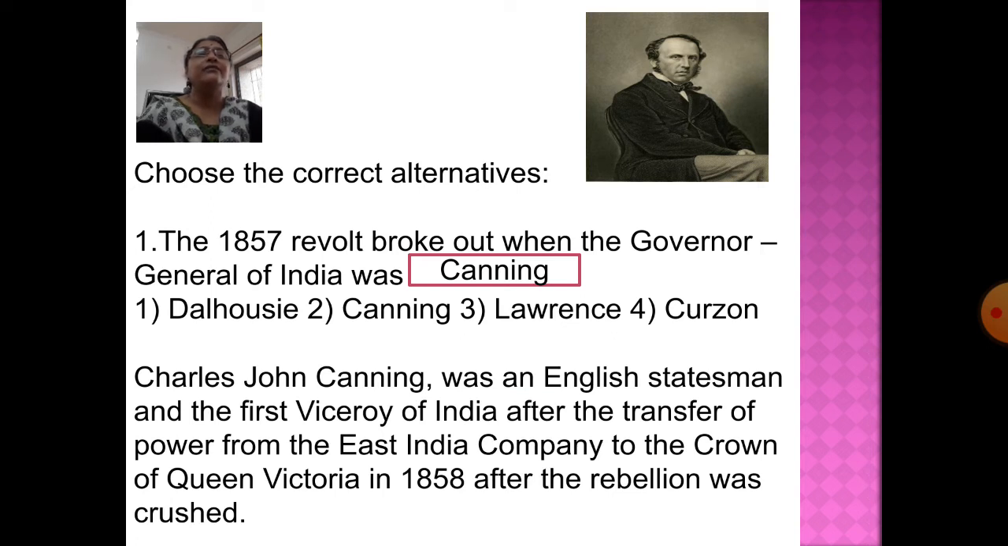Charles John Canning was an English statesman and the first Viceroy of India after the transfer of power from the East India Company to the crown of Queen Victoria in 1858, after the rebellion was crushed.